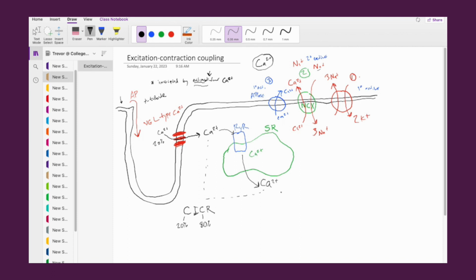Okay, so now we've released calcium. And what is that going to do? Well, remember, this is releasing it right next to those myofibrils, those contractile units, the sarcomeres. Remember, that's comprised of thick and thin filaments. Thick filaments here, sarcomeres.